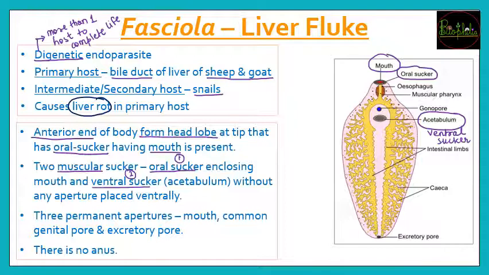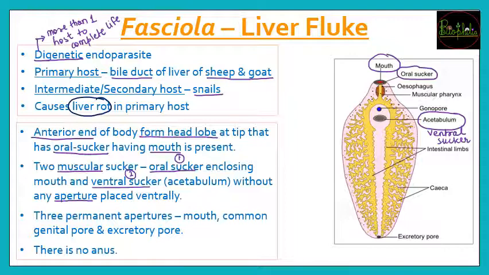So it is not going to have any aperture, जैसे oral sucker के पास mouth था, वैसे acetabulum के पास कोई enclosure या aperture नहीं है, and it is going to be present ventrally, जिसकी वजह से उसका नाम क्या है? Ventral sucker or the acetabulum.